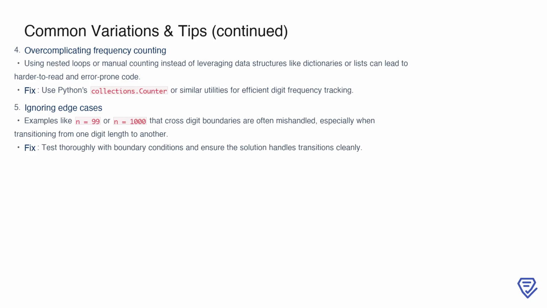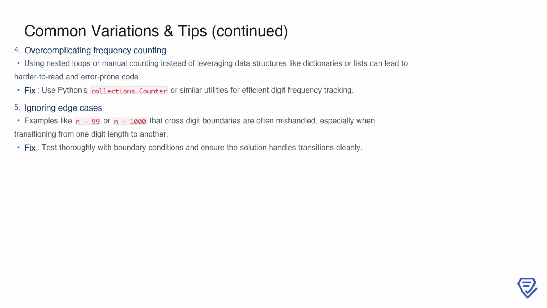Some solutions use nested loops or manually count digits, which makes the code harder to read and more prone to errors. Instead, you can leverage efficient data structures like Python's collections Counter or similar utilities for straightforward and reliable digit frequency tracking. Additionally, edge cases like transitioning between digit lengths are often overlooked.